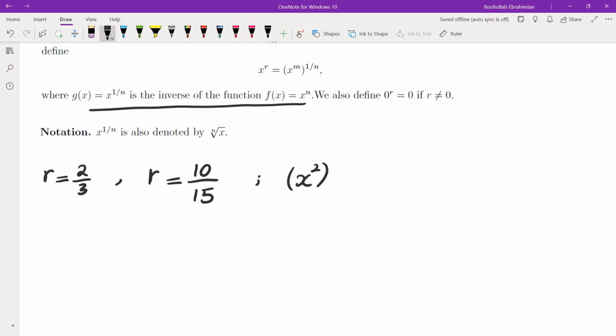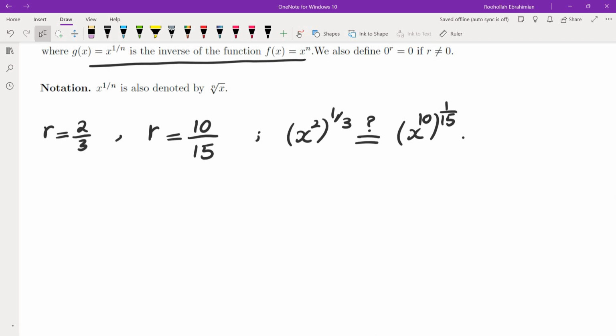But the way the definition is given, it is given in two different ways. One way is x squared to the power of 1/3, and the other way is x to the 10th to the power of 1 over 15. So these are both given as the definition of the same thing. Therefore we need to make sure that these two are in fact the same. In order for these to be the same, we need x squared to the 1/3 to be the same as x to the 10th to the 1 over 15.